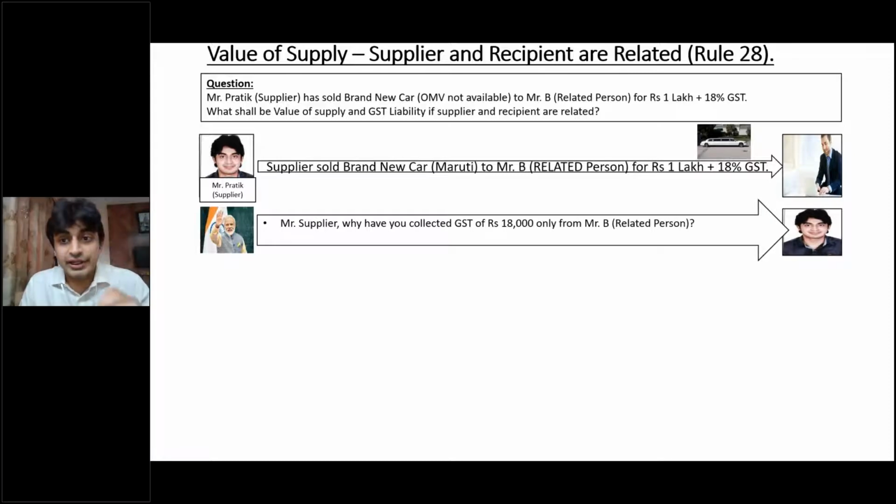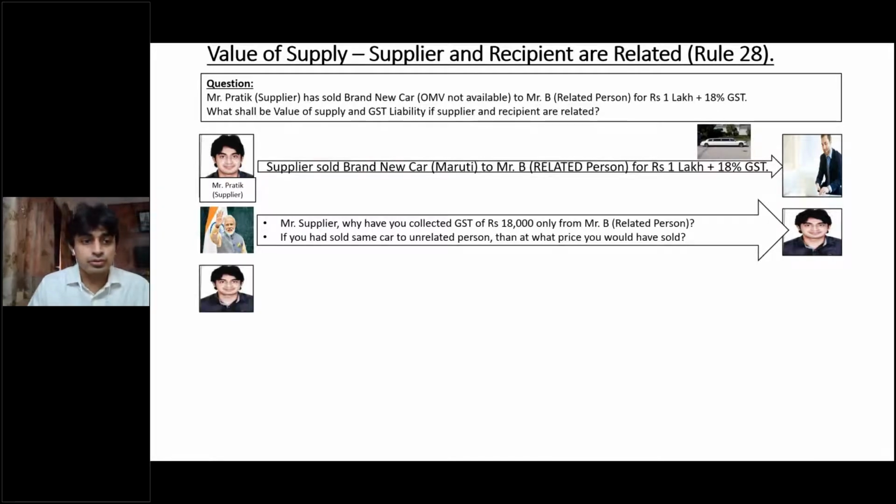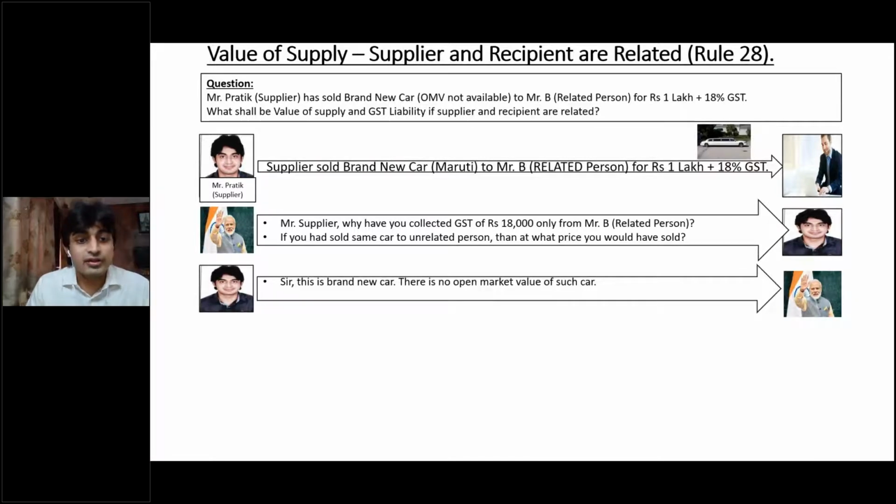Supplier, why have you collected only 18,000 from Mr. B? If you had sold this car to an unrelated person, at what price would you have sold? I say, sir, this is a brand new car. There is no open market value. This time, there is no open market value for such a car.